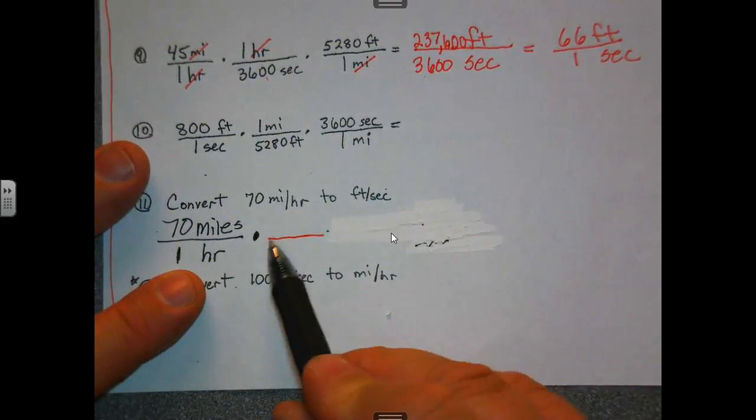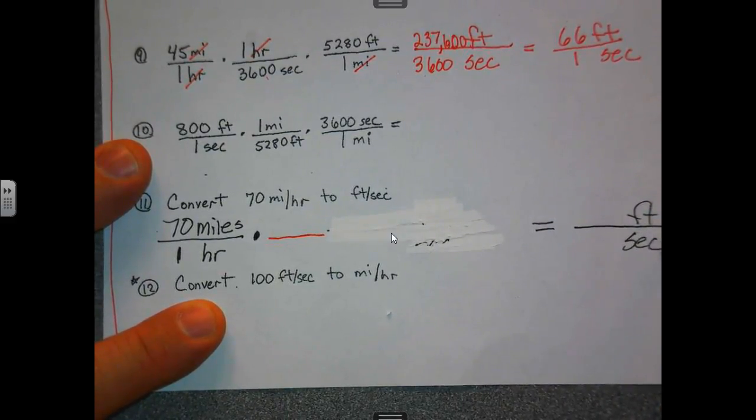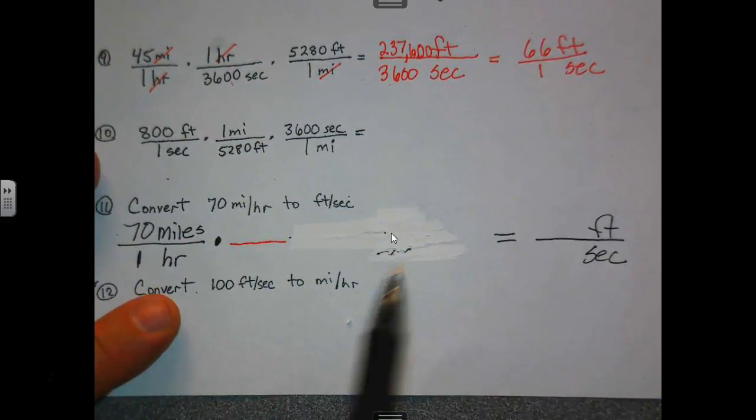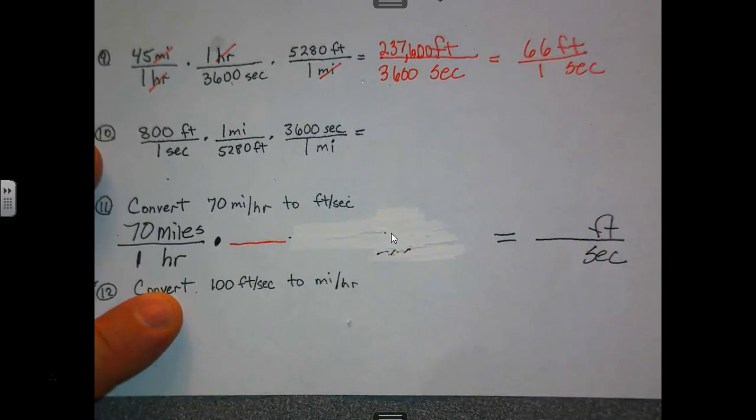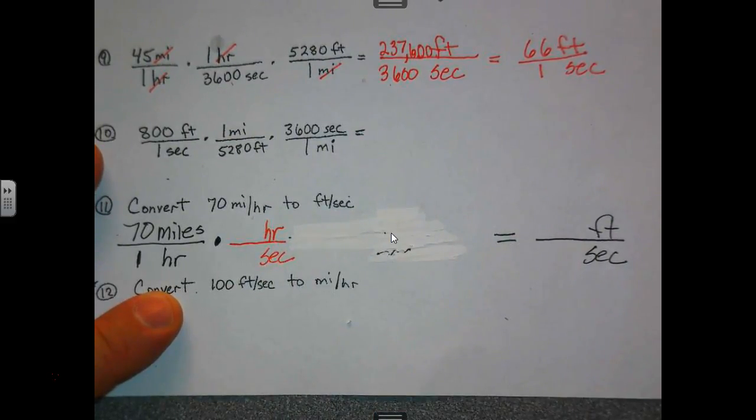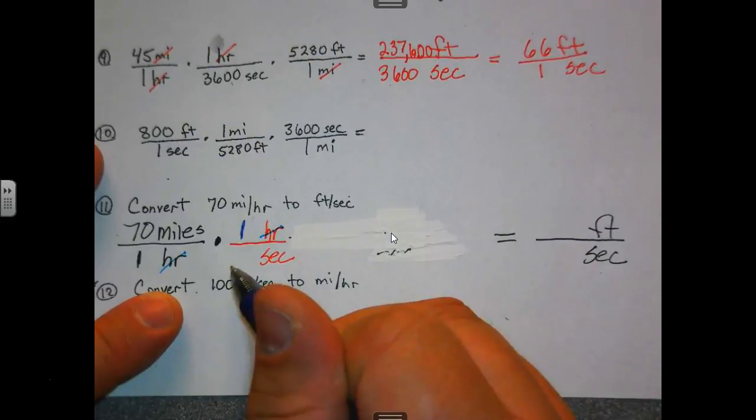Okay, so I'm going to change hours. I'm going to start with hours. So I'm going to need to get rid of hours, so they cancel. And I need seconds. See how my hours are going to cancel? And I'm going to end up with seconds. How many hours and how many seconds? 1 hour. How many seconds in an hour?